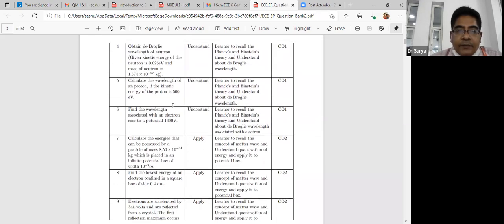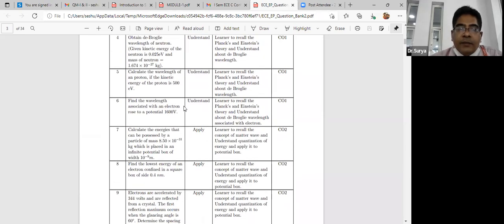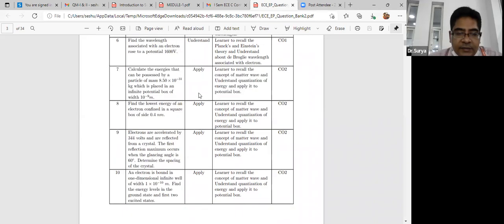So next question, fourth question, obtain the de Broglie wavelength of a neutron. The kinetic energy of the neutron is 0.025 electron volt and the mass of the neutron is 1.674 into 10 power minus 27 kg. So that is your de Broglie wavelength. The same expression you have to use: lambda equals h by under root 2mE. This also we wrote, sir. Okay, I think we have discussed all these questions in the class.